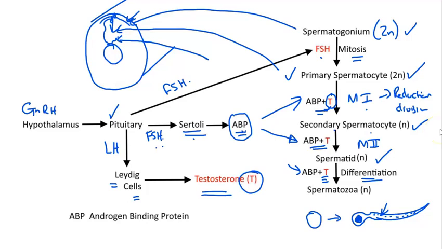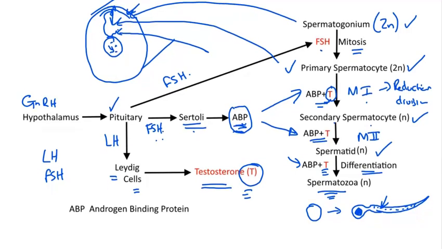So this is the influence of LH and FSH on the production of ABP and testosterone in spermatogenesis, the production of mature sperm cells, which are known as spermatozoa. And those spermatozoa would be here in the lumen, and they would then move to the epididymis to mature.